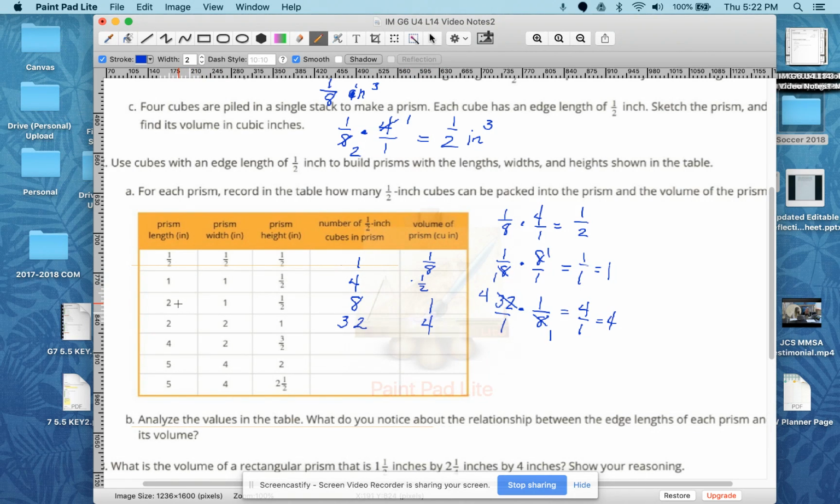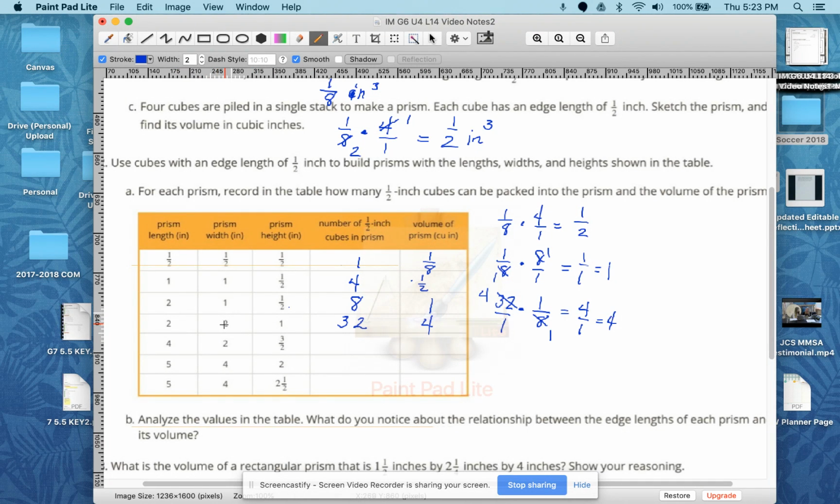On this one, if I take 2 times 1, I get 2. 2 times 1/2 is actually 1. So the pattern is showing me that every time I multiply the length times the width times the height, I'm getting the volume. Let's check it out here and see if that works for this row.